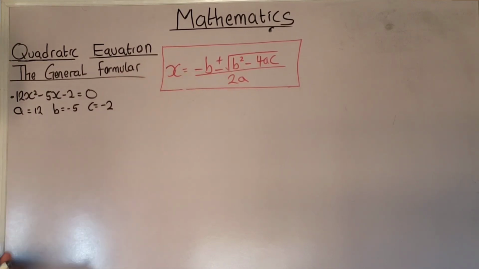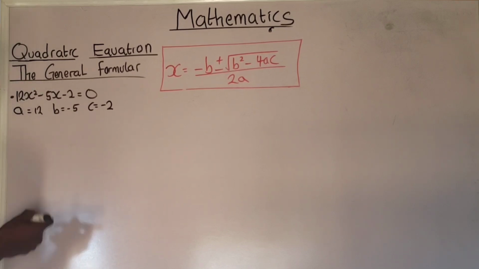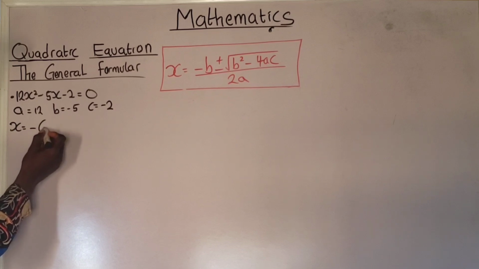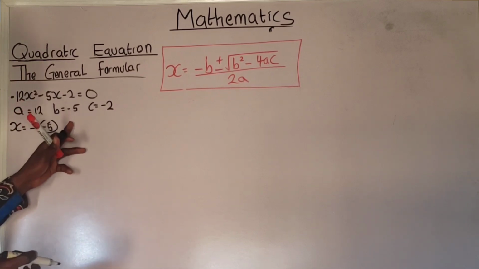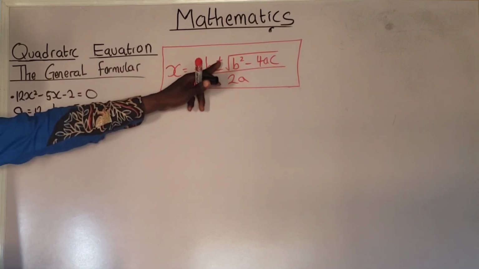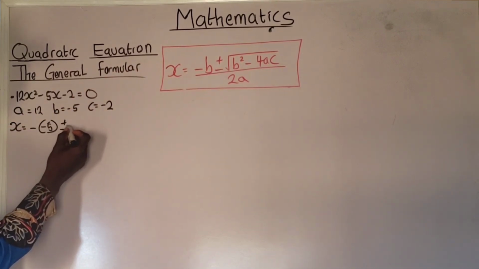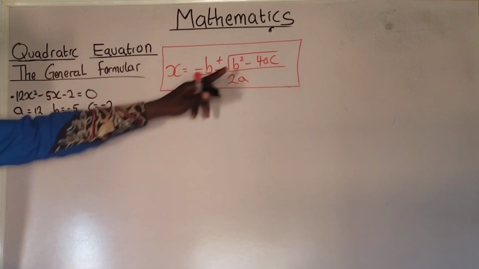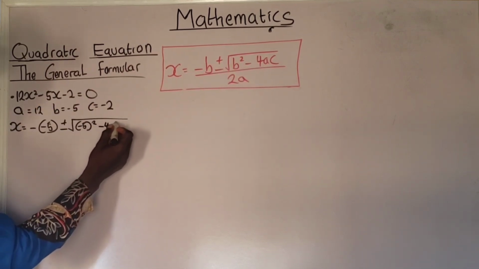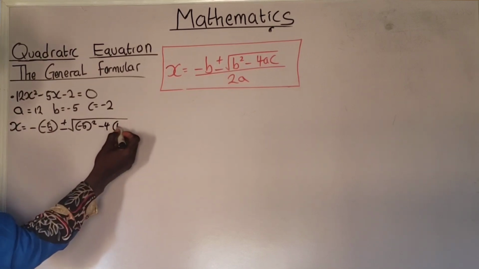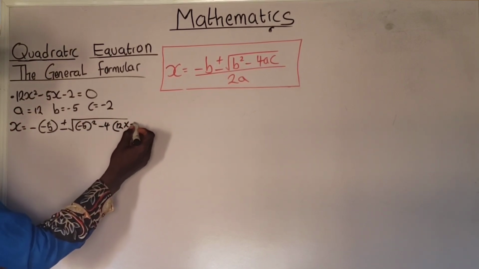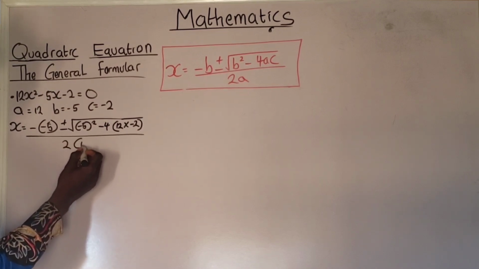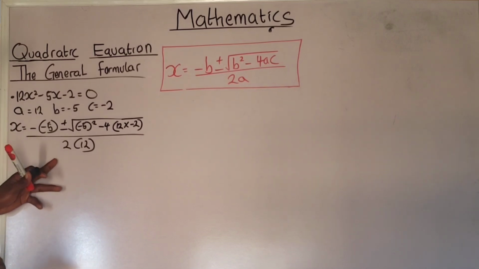Okay, now having identified the values of a, b, and c, the next step is to substitute these values into this formula. Here, x will be equal to minus b, that will be minus into bracket minus 5, because b is minus 5. Minus b plus or minus the square root of b squared, here I'm going to have minus 5 squared, minus 4ac. A is 12 and c is negative 2. All over 2a, all over 2 multiplied by 12.